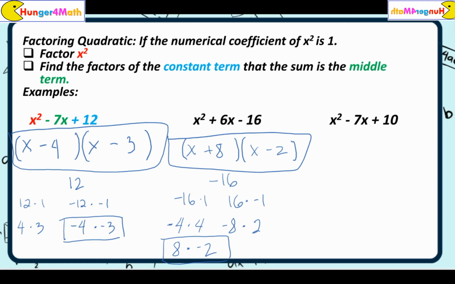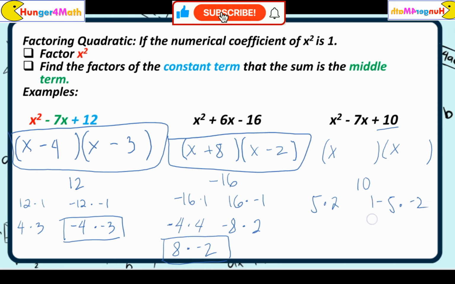Then on the third example, again, let's write two parentheses. Then factor x squared, that will be x and x. Then we have the 10 as the constant term. Let's find out all its factors. So that is 5 times 2 or negative 5 times negative 2. So from here we can stop because negative 5 plus negative 2 is negative 7. So our answer will be x minus 5 and x minus 2.